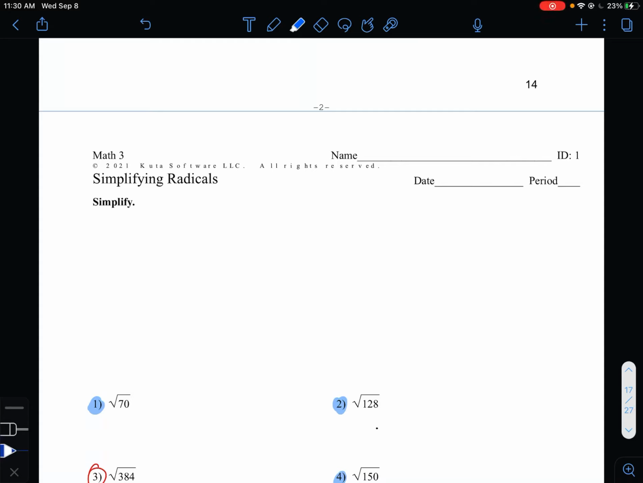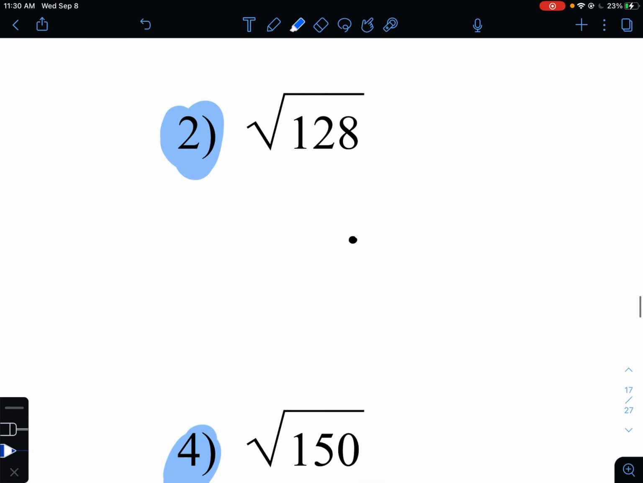Hi everyone, in this video we are going to go over how we simplify radicals. So first off, what's a radical? It's going to be something that looks like this, anything that has either a square root, a cube root, a fourth root, anything along those lines. So that is what a radical is.